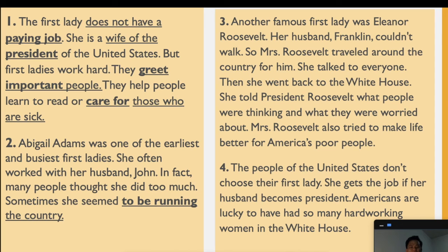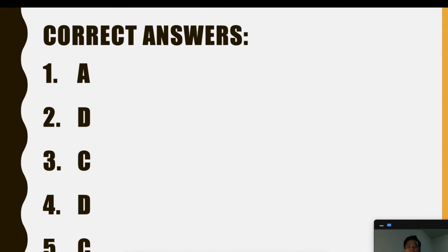Okay. Now, let's reveal the answers. Are you ready? Check your work. How many correct answers have you got? There you go. All right, so next up, we're going to have a short exercise to review how you manage to remember and understand our new words or the new vocabularies. Are you ready for that? Here we go.